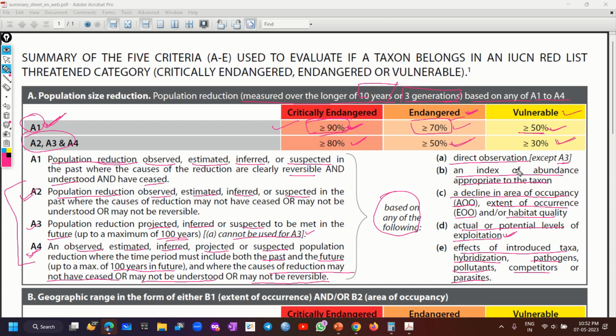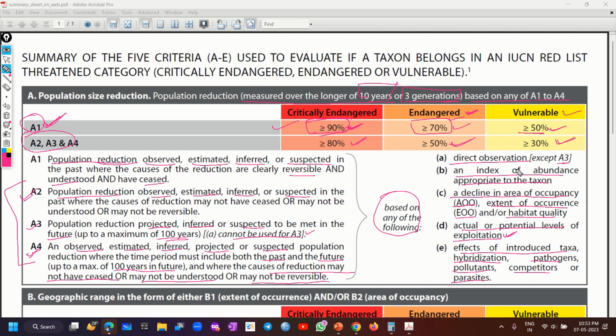And if A is showing its number, and we are measuring the number over 10 years or 3 generations, whichever is longer. Okay, so if its reduction is 90% or more, then it will come under critically endangered. If it is 70% or more, then endangered. If it is 50% or more, then it will come under vulnerable.